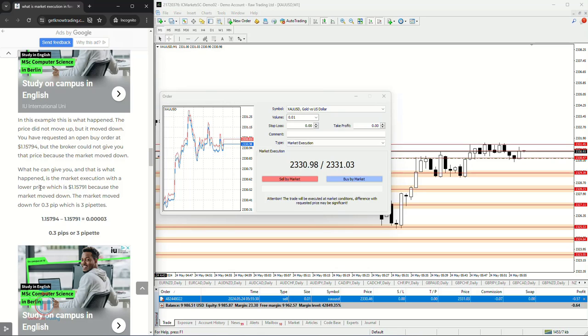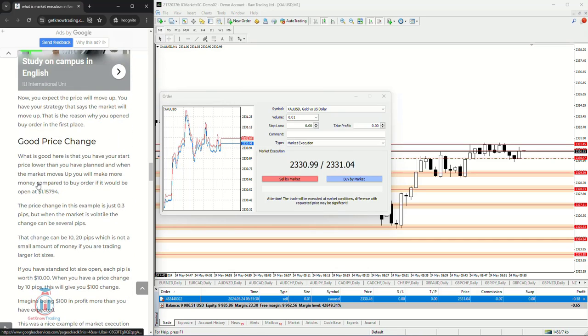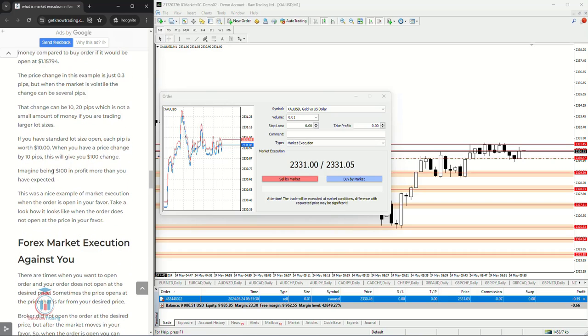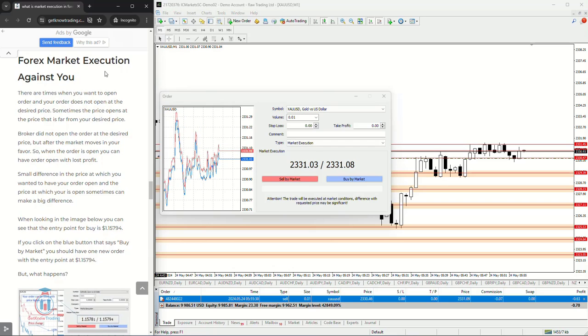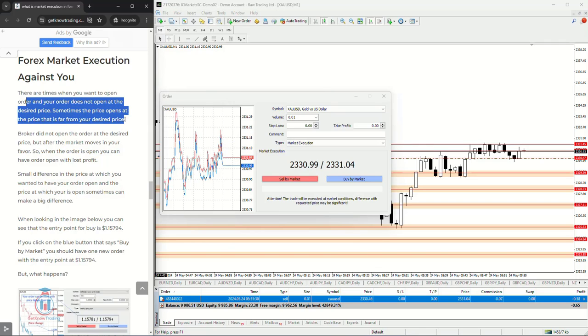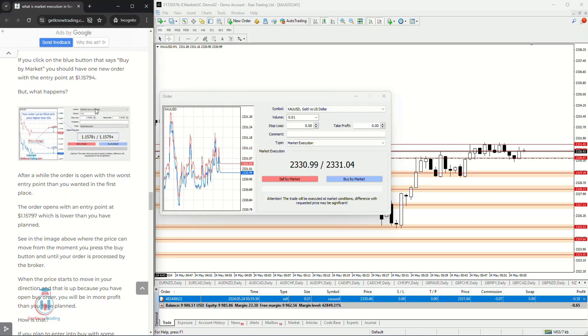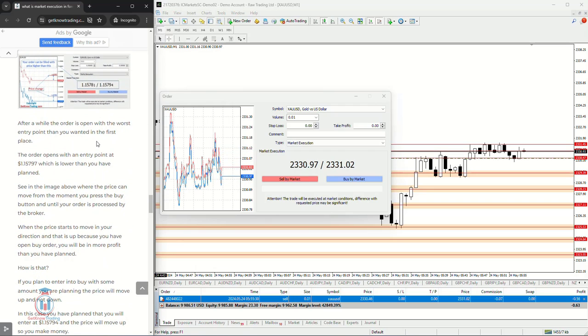So how much money would that be if you have a good price change or a bad price change? This is also very important information if you are a scalper and you are using very large lot sizes. There is also market execution against you when you want to open an order and your order is not opened at the desired price. Sometimes the price opens far from your desired price, and that is volatility. I have explained that this happens when news appears on the market. After a while, the order is opened with a worse entry point than you wanted in the first place.